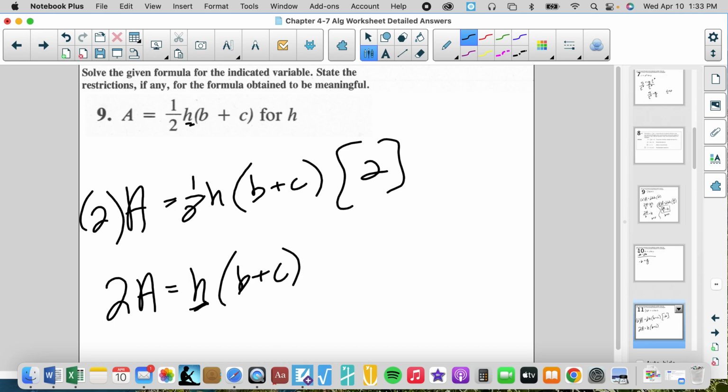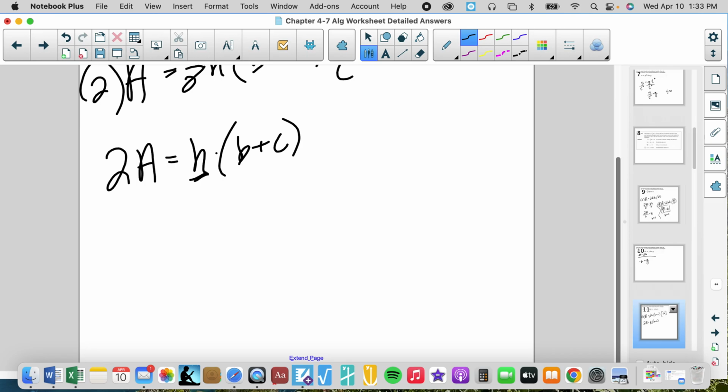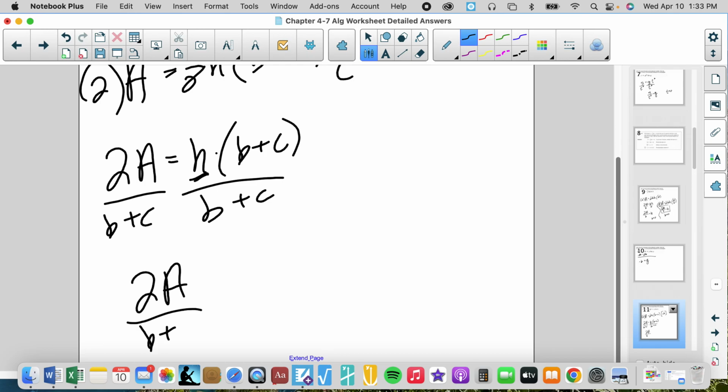So I'm trying to get h, and it's being multiplied, so the inverse of multiplying by b plus c is dividing by b plus c. So 2a over b plus c equals h. You don't need parentheses in there, and that's probably the easiest way.